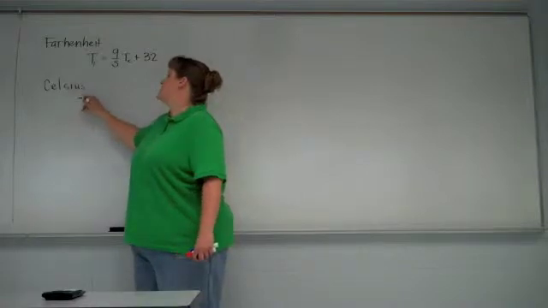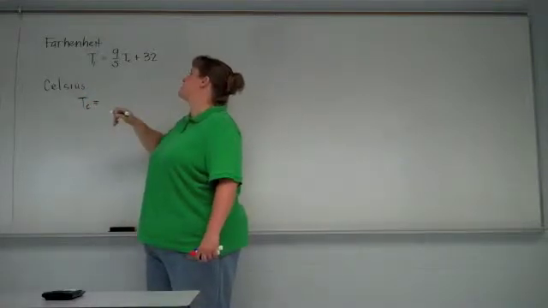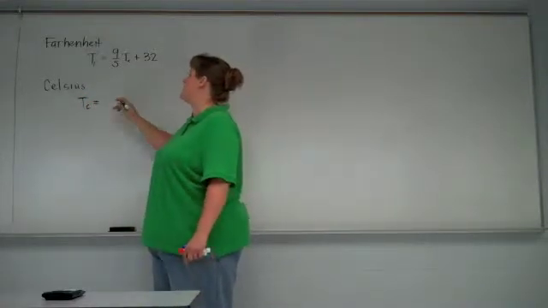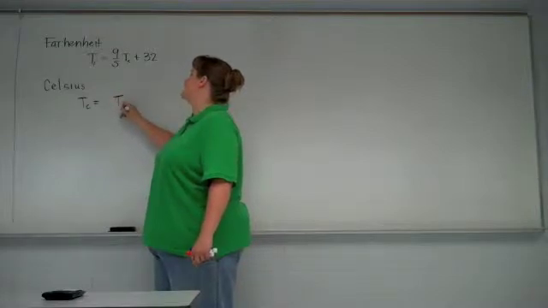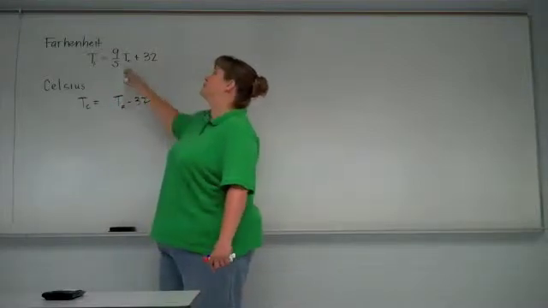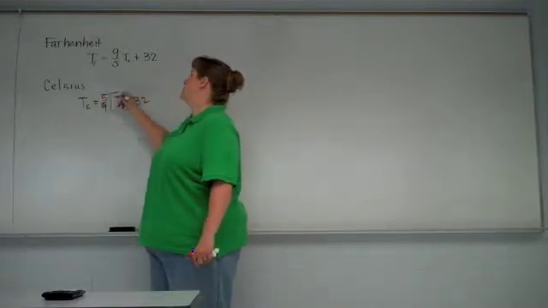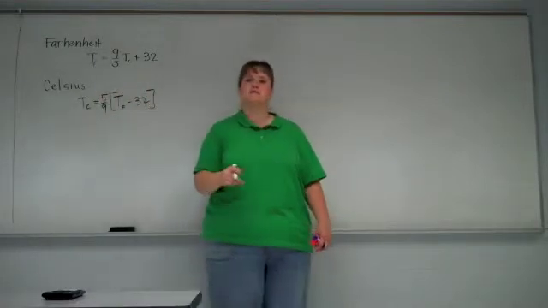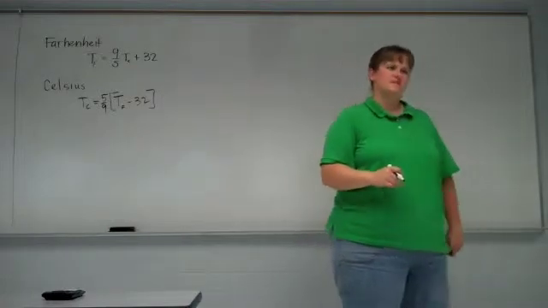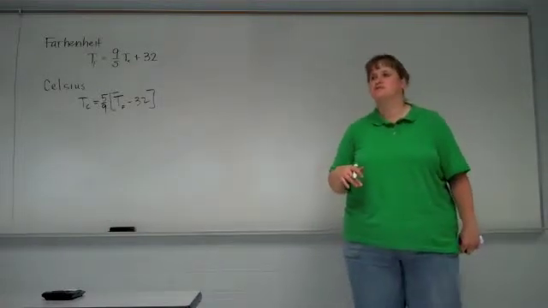If you have a temperature in Fahrenheit and you want to get it to Celsius, bring the 32 over, multiply by 5/9, and we'll have the temperature in Celsius. Easy to convert between the two.